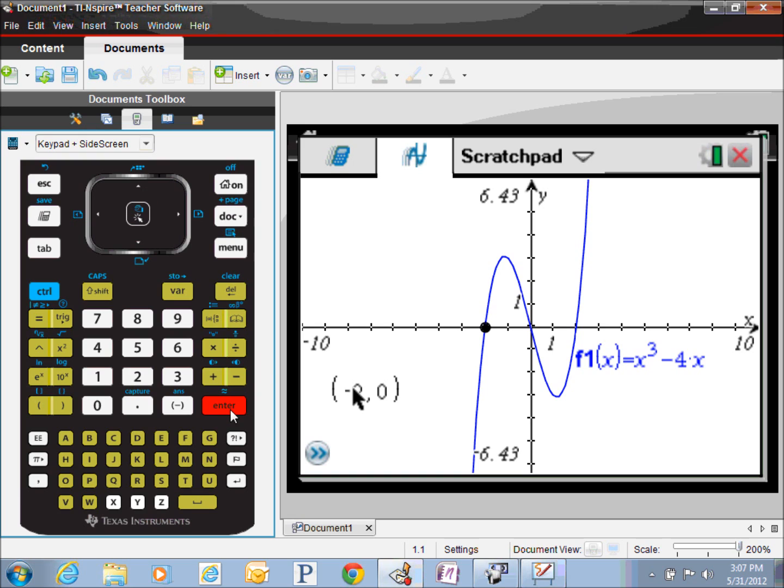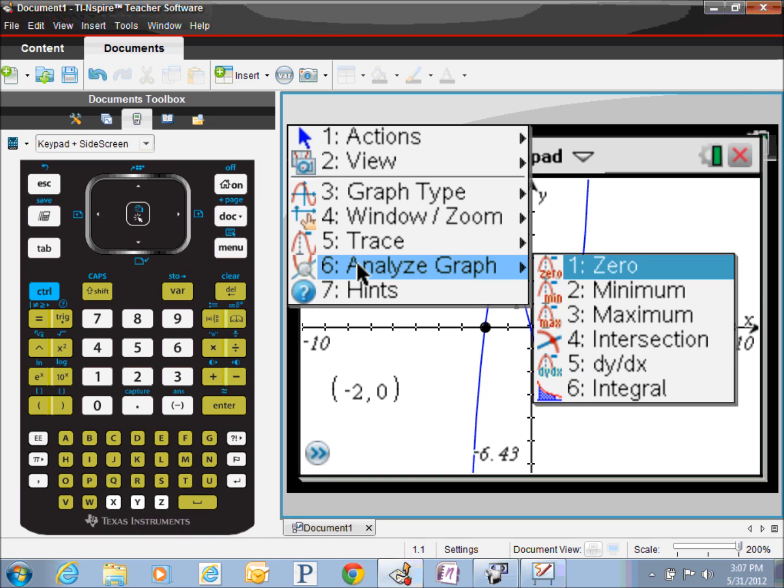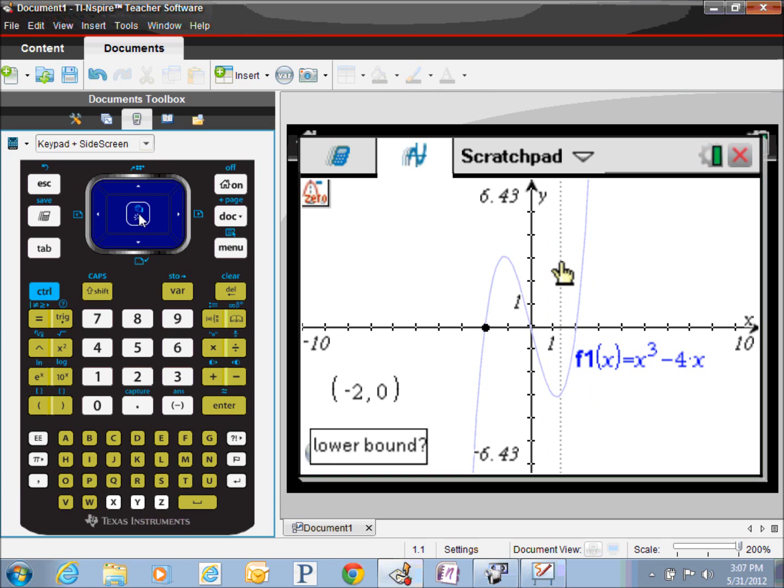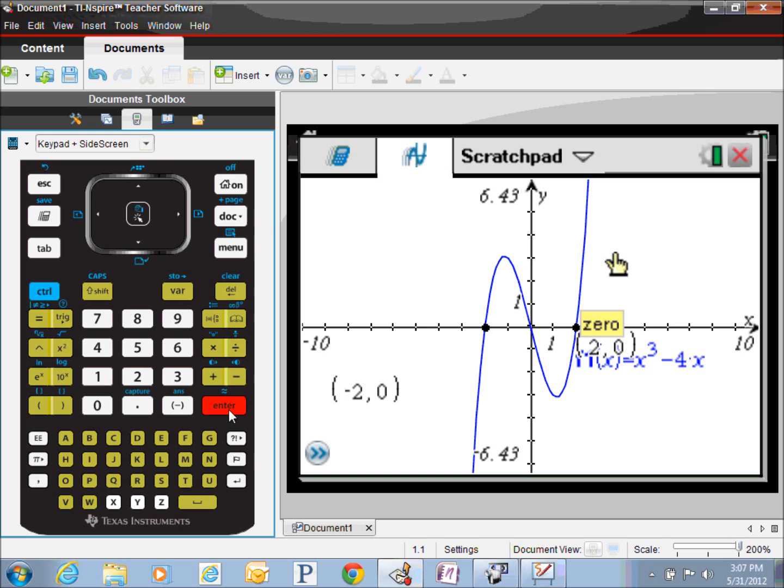Let's say I want to find the one on the far right. The middle one's at the origin, and I'll prove that to you in a second. But the one on the far right, menu, analyze graph. Let's choose 0 again, and my left bound looks like right there's a safe place. Enter. My right bound looks like there. Looks like it's going to be at the point 2, 0. Again, let's grab it and move it down here so it's out of the way. Hit enter. So there's 2 of them to find my 2 x-intercepts. Now, if I want to find the third one, it's going to be at the origin.